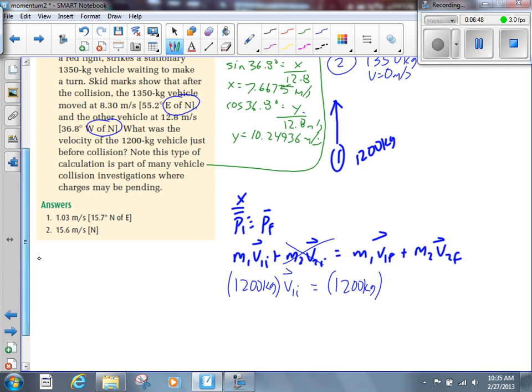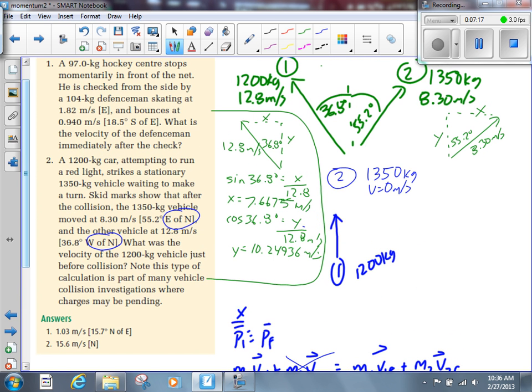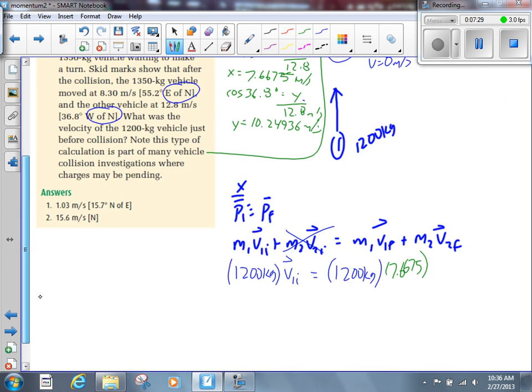Let's sub in V1F. Which one is V1F here? 7.66 or 10.24? Which one do I put in there? Carson, which one do I put in there? Jonathan? Right, 7.66. We're going to put in the x component of object number 1. We just analyzed object number 1 to get rid of that funny angle, that 36.8. We analyzed the x by using sine, the y by using cos. We found the x to be 7.6675, so we're subbing that in for the x component down here.